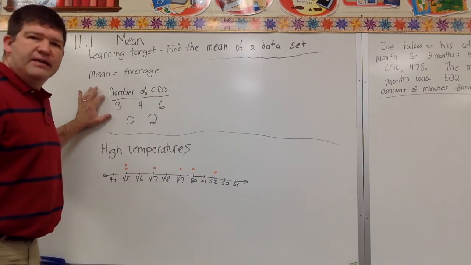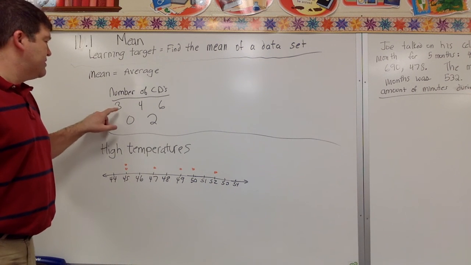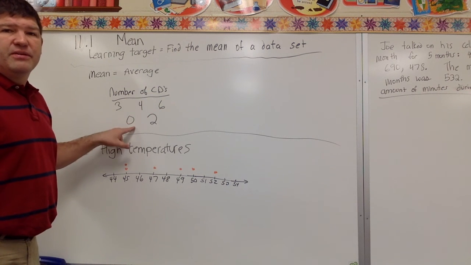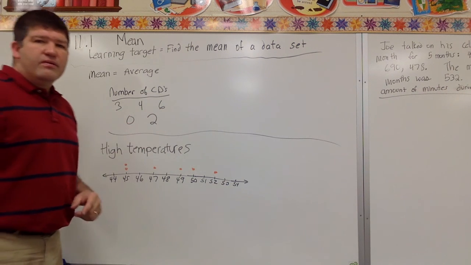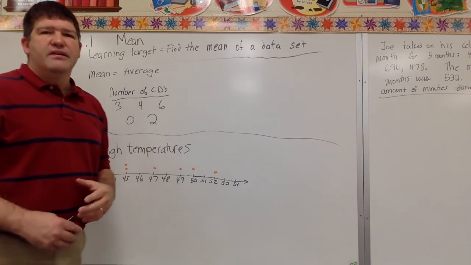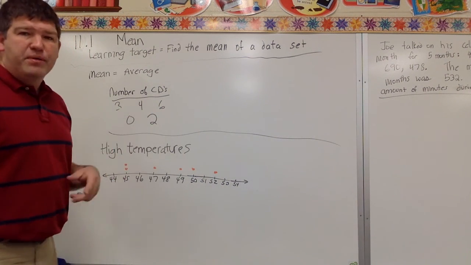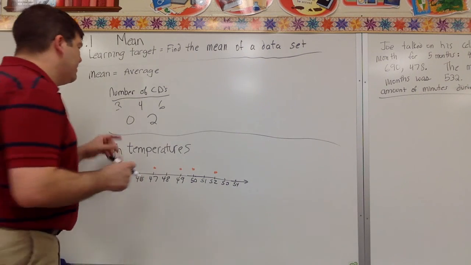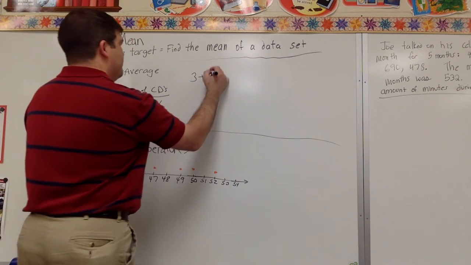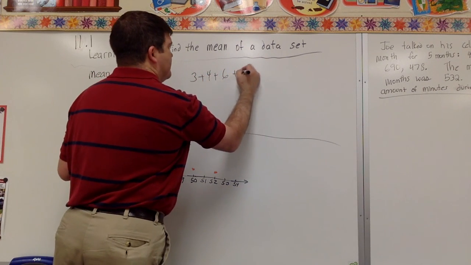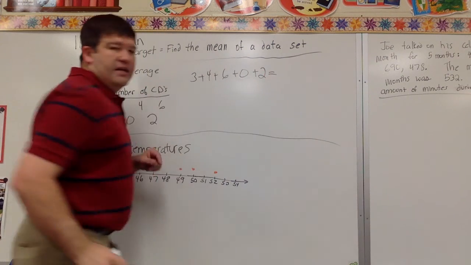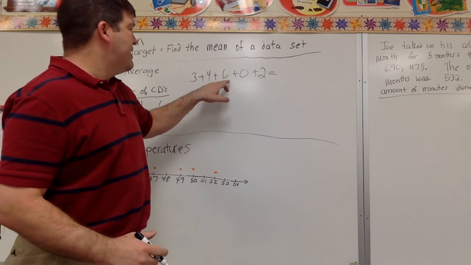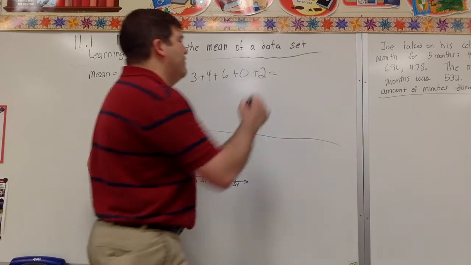Let's look over here. We have someone who has some CDs. One person has 3 CDs, someone has 4 CDs, someone has 6 CDs, someone has 0 CDs, and someone has 2. And you ask yourself, what's the average? Out of these 1, 2, 3, 4, 5 people, what's the average amount of CDs? So I add all of these up. 3 plus 4 plus 6 plus 0 plus 2. 3 plus 4 is 7. 7 plus 6 is 13. 13 plus 2 is 15.